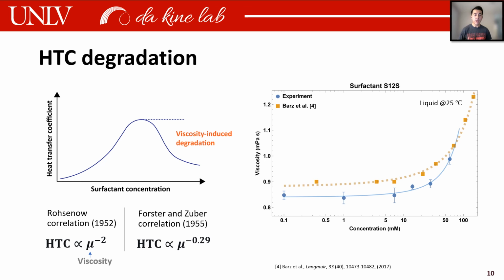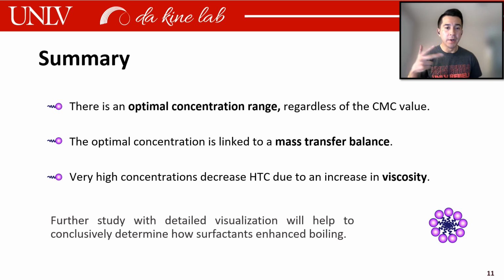Alright, so to sum up, we have three key points here. There is an optimal concentration range regardless of the CMC value. That optimal concentration is linked to a mass transfer balance between the incoming advected surfactants and the departing absorbed surfactants. And remember, very high concentrations decrease the HTC, and that's due to the increase in viscosity. Our future work will be focused on doing detailed visualization that will help us to conclusively determine how these surfactants enhance boiling heat transfer.